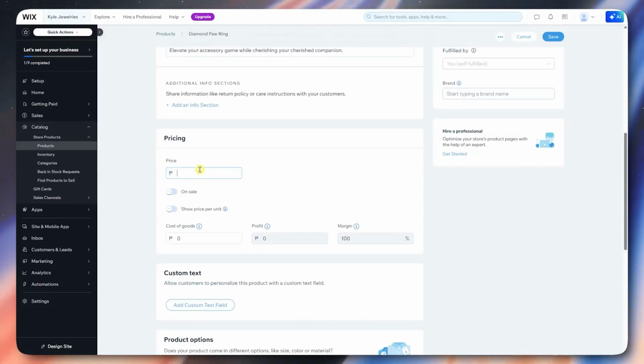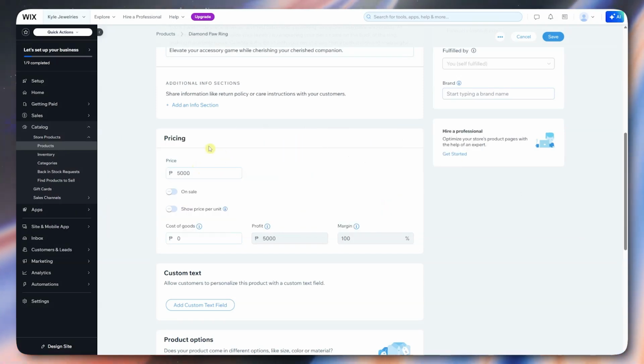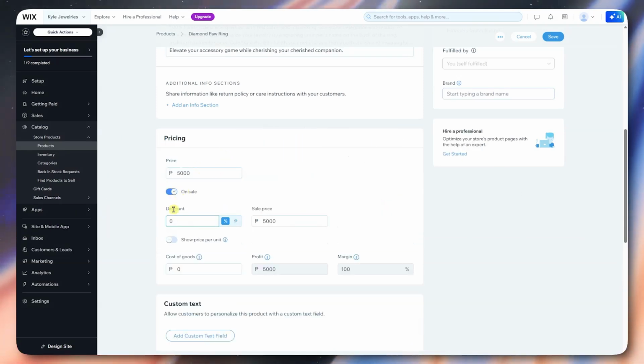Next is the price. So now I am just gonna input my price in here. I'm just gonna go for 5,000. And now you could go for on sale. And from here, you can input a discount if you don't want to. So the sale price is this one right here. And then a discount, let's say for 500.